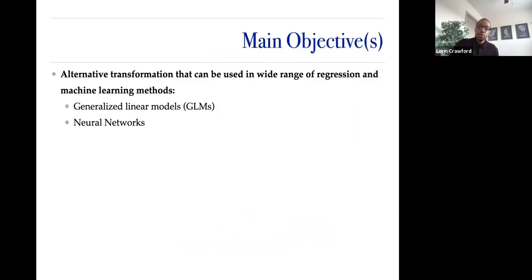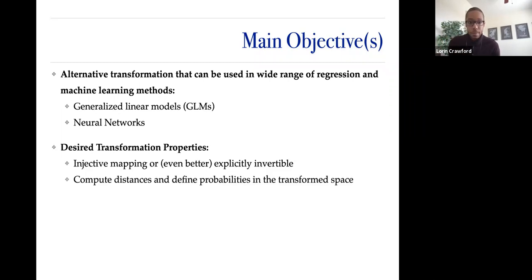Okay. So what's the main objective of what I'm trying to do for statistics and modeling? Well, I want to be able to represent three-dimensional objects in a summary statistic or a form that can be used in a wide range of regression and machine learning techniques, right? So I want to take shapes and quantify them in some summary statistic that I can use in both generalized linear models and neural networks, any kind of regression or supervised learning framework.